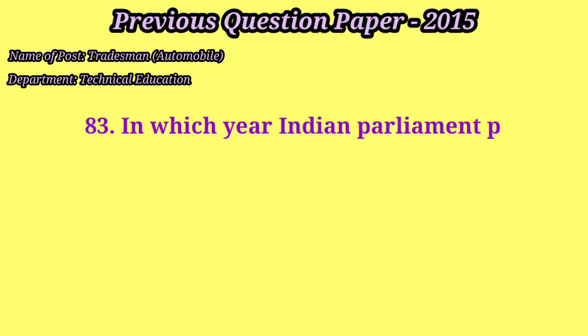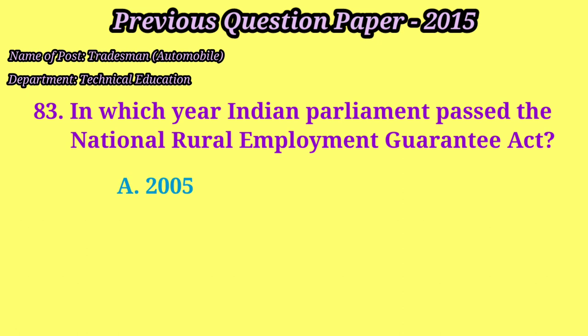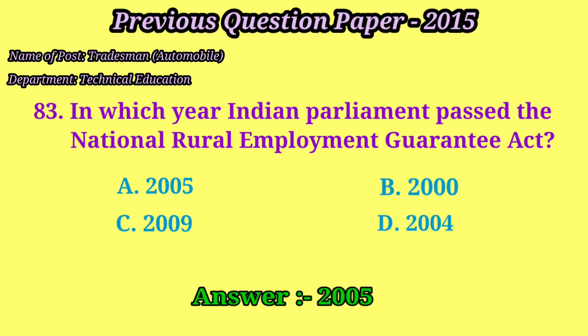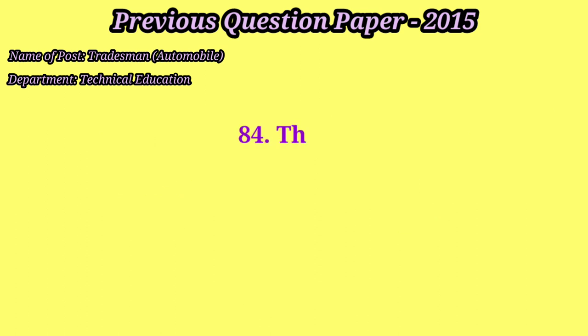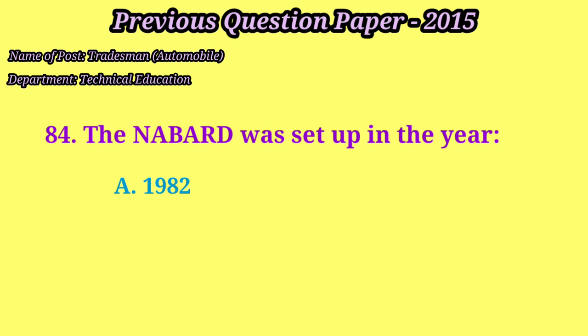83. In which year did the Indian Parliament pass the National Rural Employment Guarantee Act? A. 2005. B. 2000. C. 2009. D. 2004. Answer: 2005.